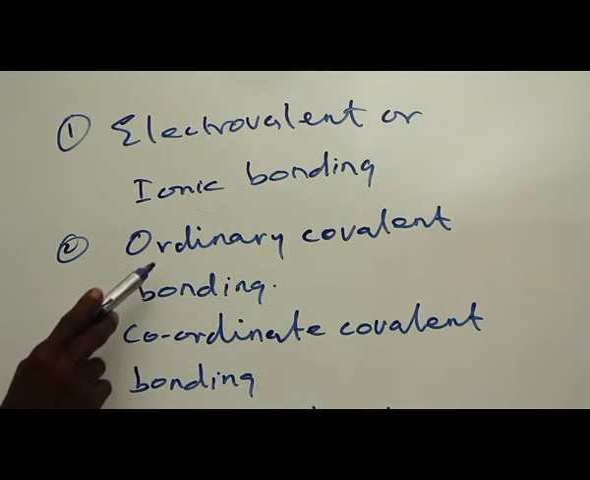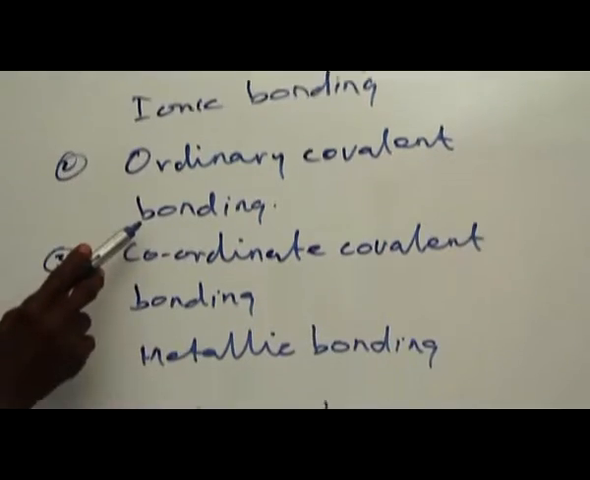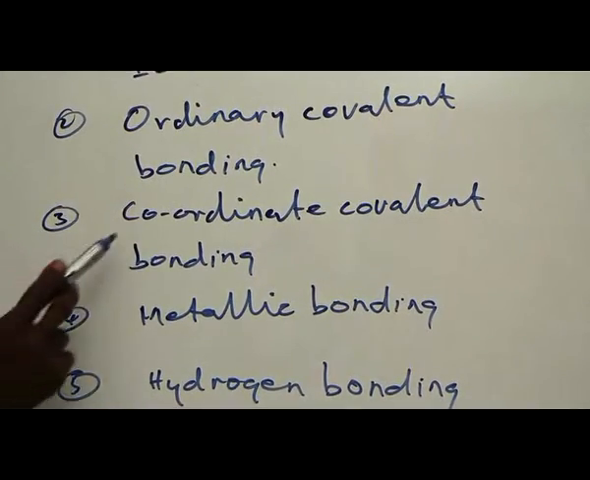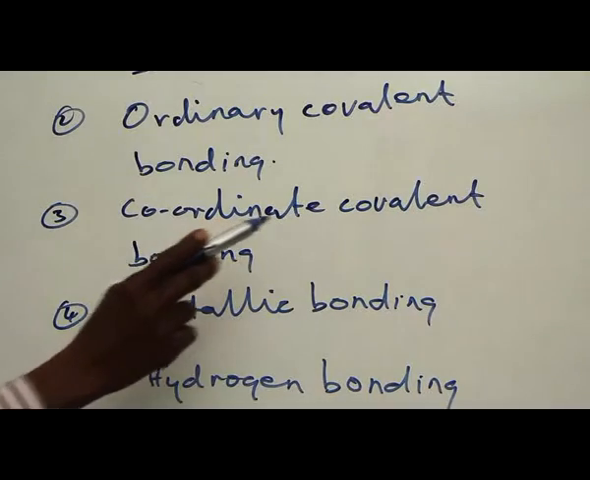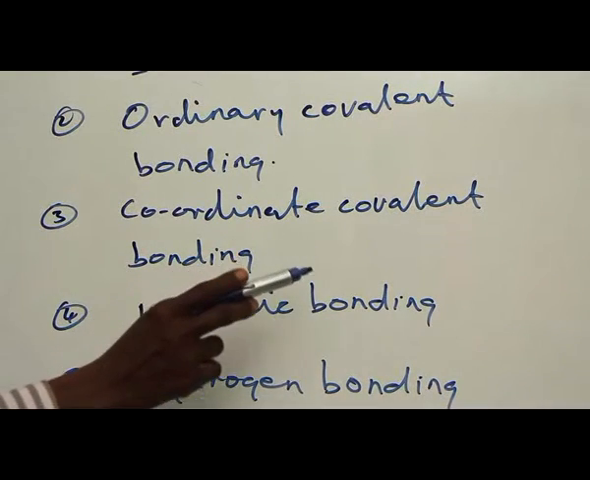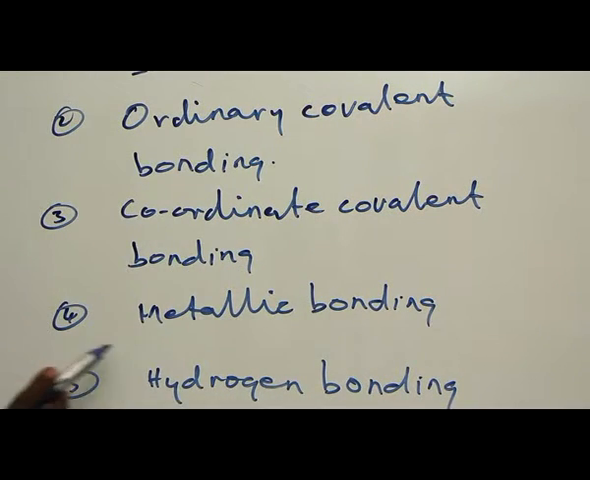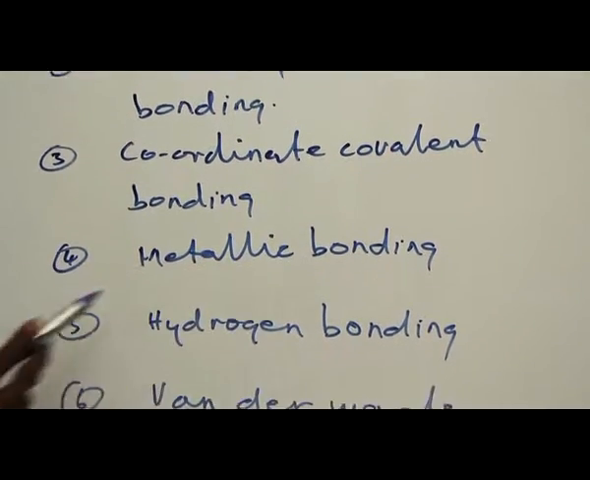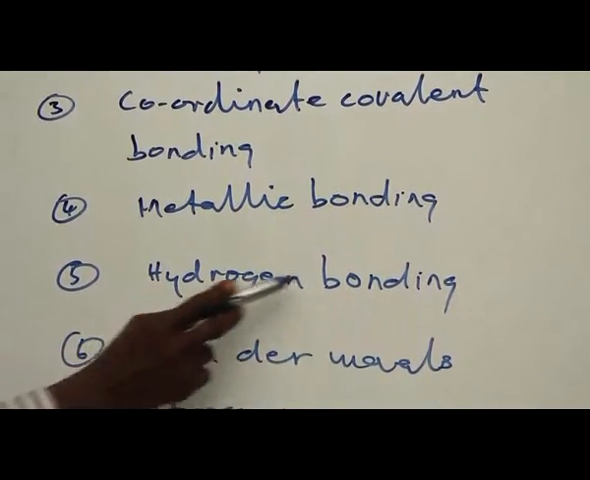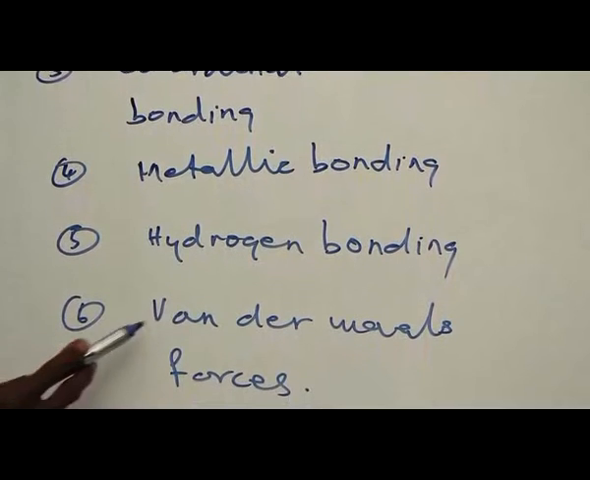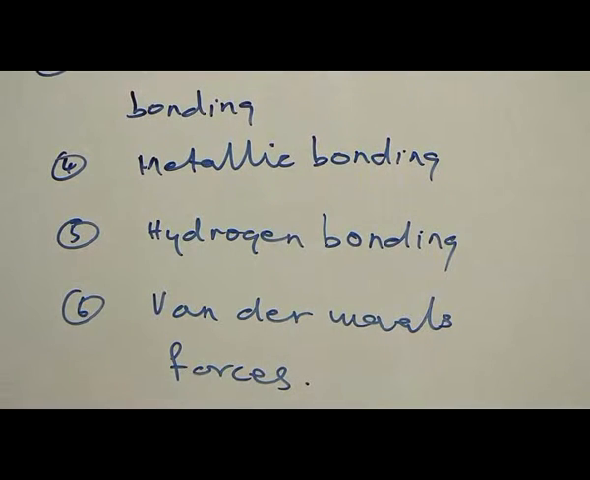The various types of chemical bonding include: number 1, electrovalent or ionic bonds. Number 2, ordinary covalent bonds. Number 3, coordinate covalent bond or dative bonds. Number 4, metallic bond. Number 5, hydrogen bond. Number 6, van der Waals forces.